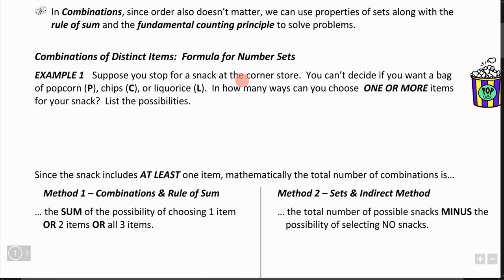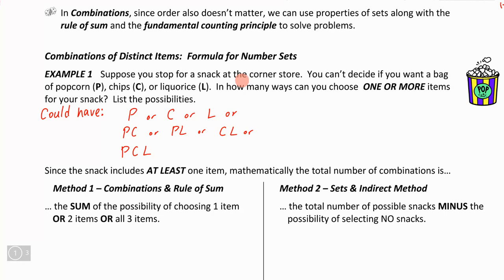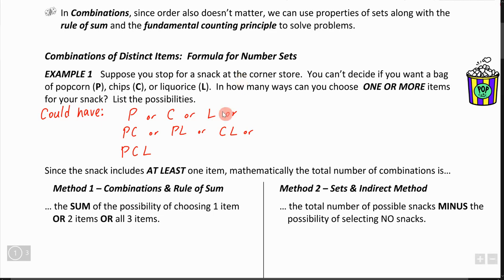Let's list the possibilities. So we could have either popcorn, or chips, or licorice, or popcorn and chips, or popcorn and licorice, or chips and licorice, or all three: popcorn, chips, and licorice. So how many possibilities are there of one or more items for our snack? Well, we have 1, 2, 3, 4, 5, 6, and 7. So we have a total of 7 possibilities.